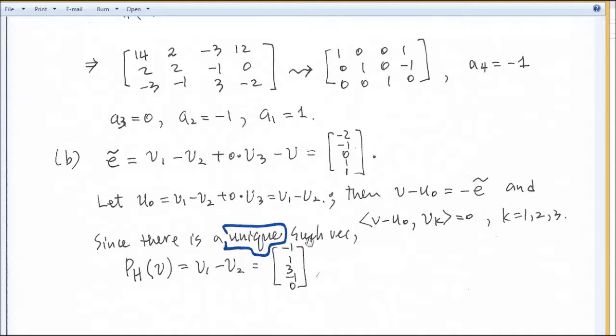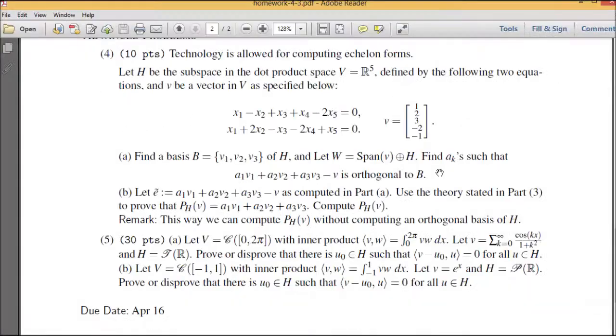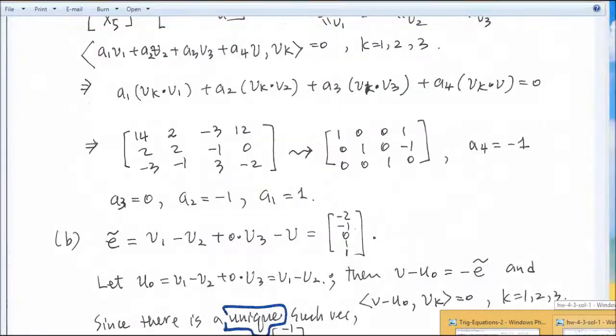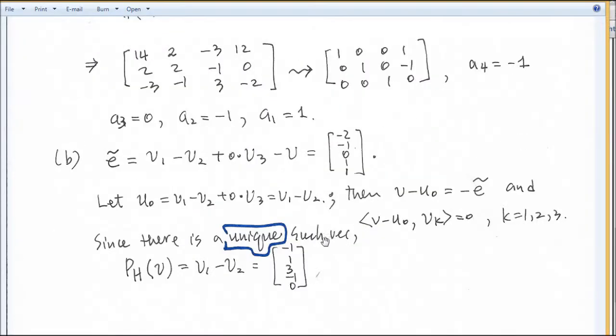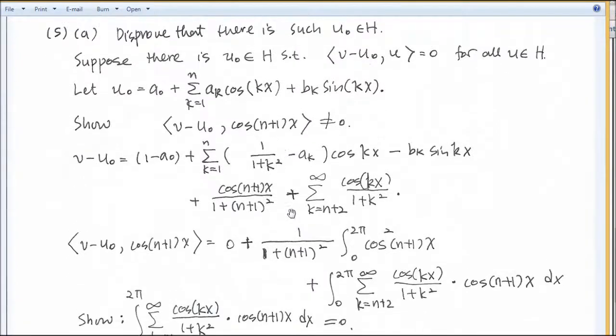That was a theory. That must be the projection. Okay, so if you plug in this number, -1, 1, 3, -1, 0, that must satisfy that condition that I started with in here. It must be a vector in H, and that is the closest one to that V, and so on. That was a projection. Any question about number 4? What is the next one? This was a hard one, actually. So I guess we start with this function.